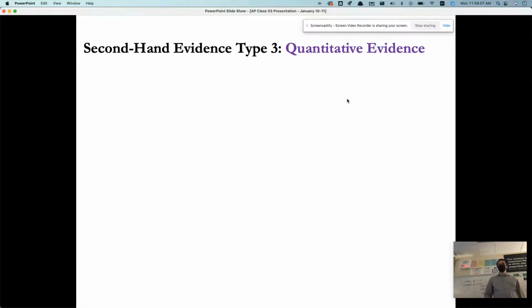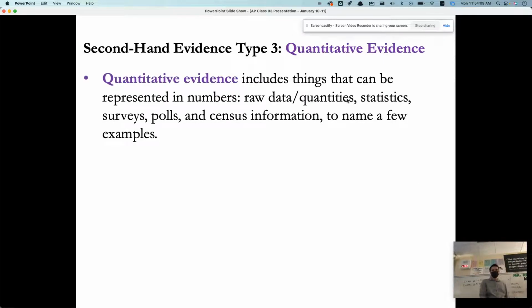The third kind of evidence is the funky one, and this is quantitative evidence. On the surface, it makes sense. It's quantitative if it can be represented in numbers: raw data or quantities, statistics, surveys, polls, census information, and much, much more. So evidence that is based in numbers is quantitative.